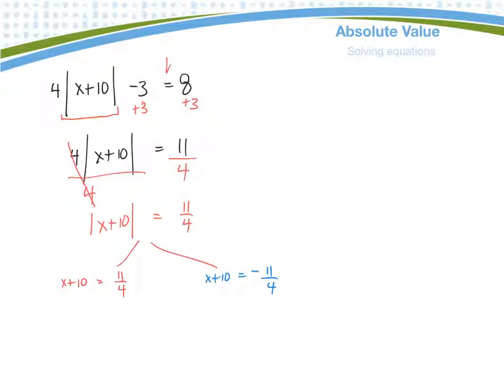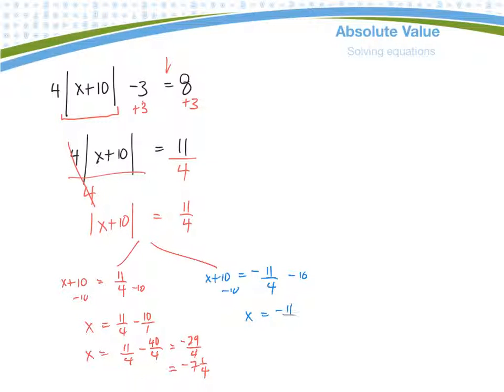Okay, so to solve this one on the right, I'll subtract 10 from each side. So I'll get x is equal to 11 quarters minus, that'd be 10 over 1, right? So I could make that over 4. I'd have to multiply the top by 4, so 40 over 4. So that would be negative 29 over 4, or if you divide that, it'd be like negative 7 1/4. Something like that.